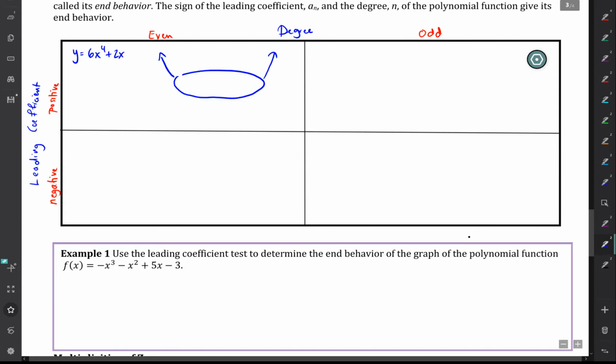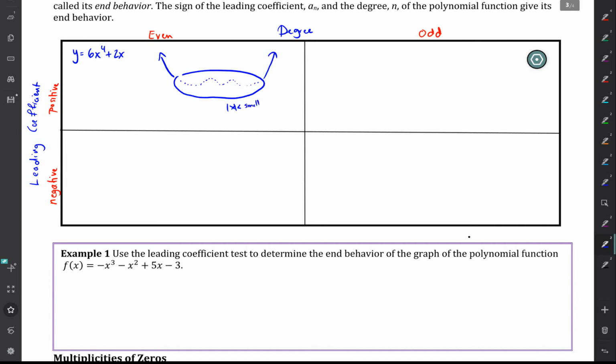And then inside this bubble, where x is relatively small, we don't know exactly what happens. It may go up or down a few times. We know it's going to be a function, but I'm just drawing a dotted line and saying we can't say exactly what's happening in here. I just know exactly what the end behavior is.